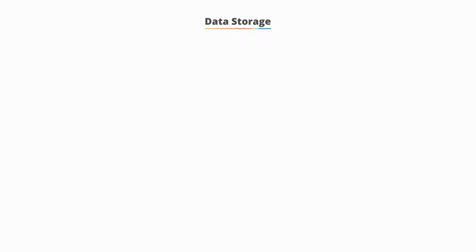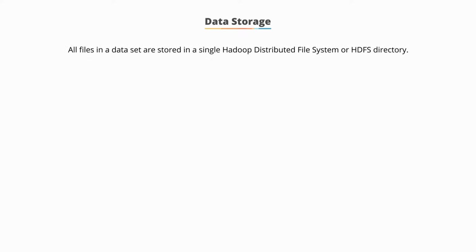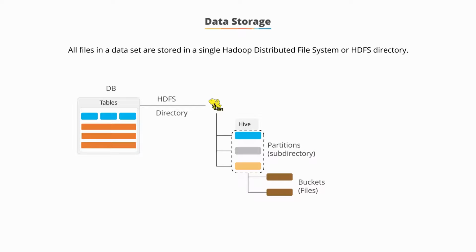Data storage. In the previous lessons, you have learned that by default, all files in a dataset are stored in a single Hadoop Distributed File System, or HDFS, directory. Hive is considered a tool of choice for performing queries on large datasets, especially those that require full table scans. Hive has advanced partitioning features.